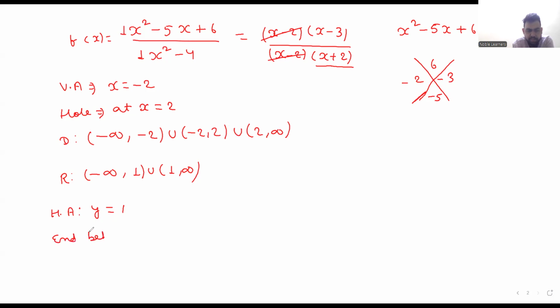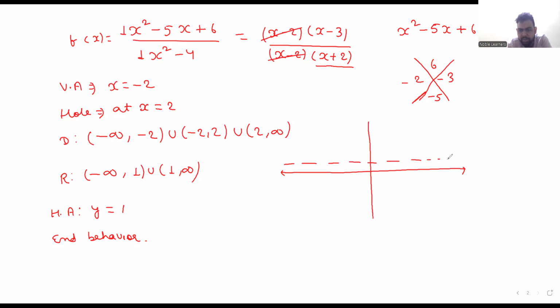Let us write the end behavior. So let us make a rough graph out of this, right? End behavior is always reaching towards the horizontal asymptote, all the time. So if you have to make a graph, you will draw this one like that. This is a horizontal asymptote, right? And your vertical asymptote is x equal to negative 2.